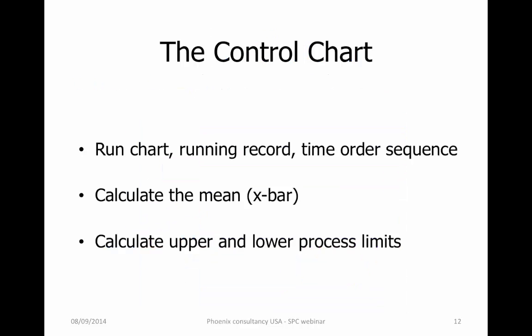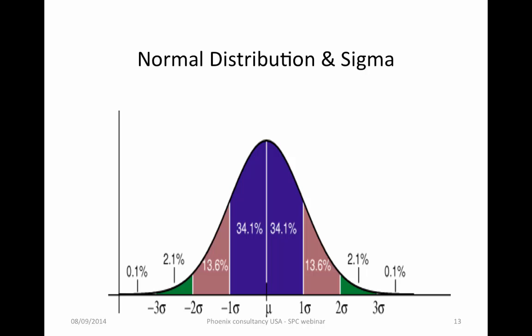In order to create a control chart, we need a run chart. We calculate the mean and add that as a horizontal line across the chart, and then calculate the upper and lower process limits and add those as horizontal lines above and below the mean on the chart. When creating a control chart, we make an assumption that the data will have a roughly normal distribution, although they are useful for data that does have a skewed distribution, providing that's not too great.